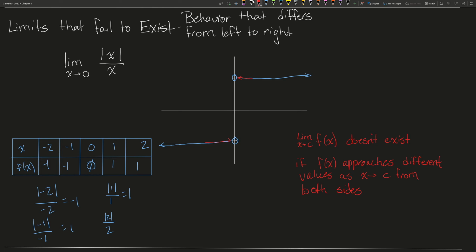The limit as x approaches c of a function doesn't exist if f of x approaches different values as x approaches some value c from both sides. So in this case, from the left-hand side, f of x is approaching -1, and from the right-hand side, it is approaching +1. Because those two things are different, the limit does not exist.